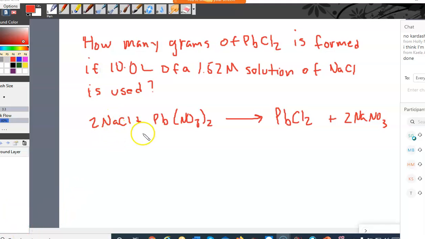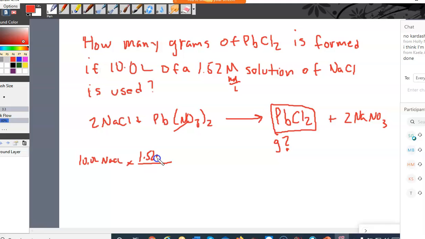So, here we go. Remember, I always get to the moles. So, how many grams of this? That's what I'm looking for. Grams of that. And I'm starting with 10 liters of a 1.52 molar solution. Remember, molarity is moles per liter. So you're starting with 10 liters of your sodium chloride, and you have 1.52 moles of sodium chloride per 1 liter of sodium chloride. So that cancels.